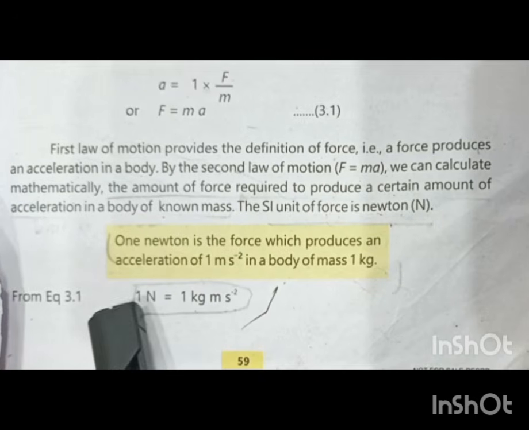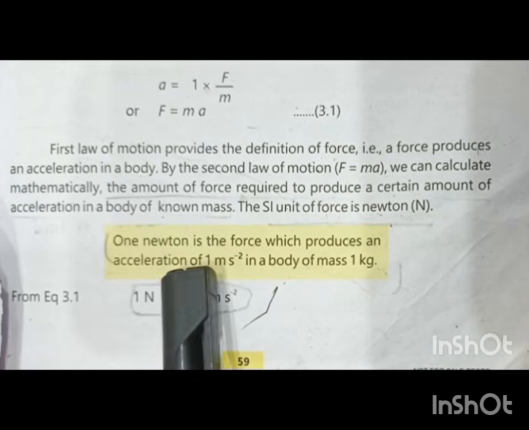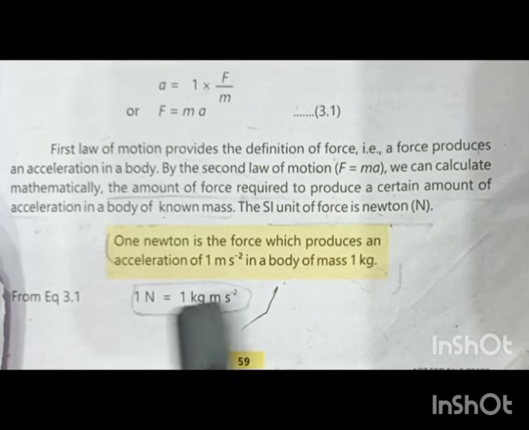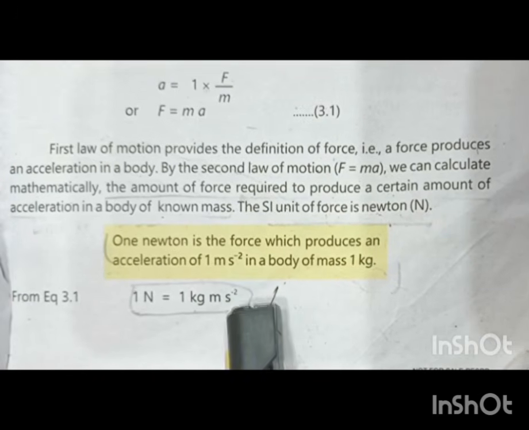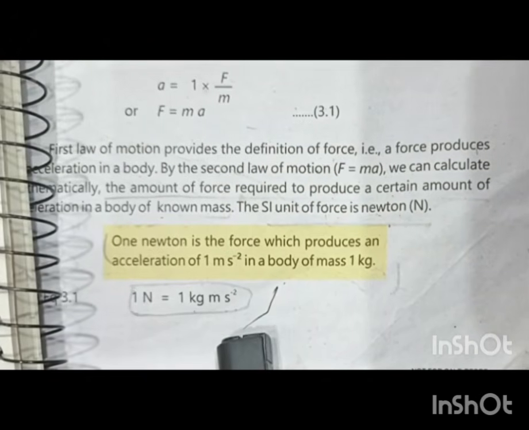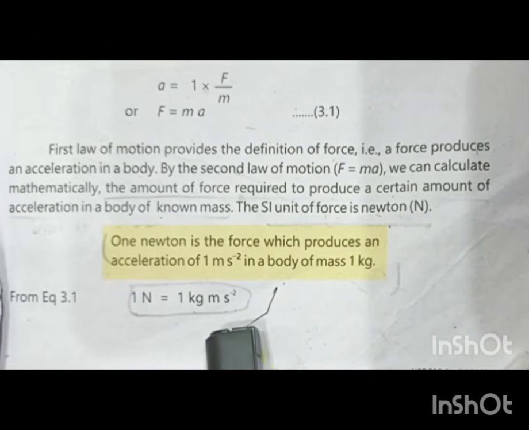This is the definition of 1 Newton. 1 Newton is the force which produces an acceleration of 1 meter per second square in a body of mass 1 kg. 1 Newton is equal to 1 kilogram meter per second square.